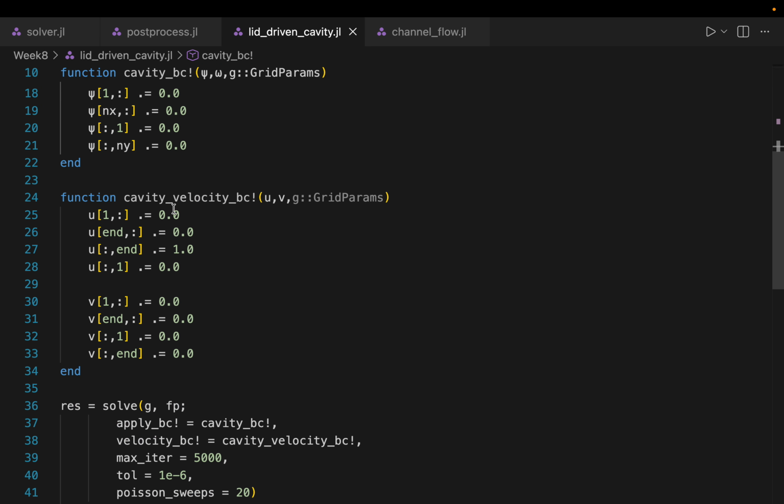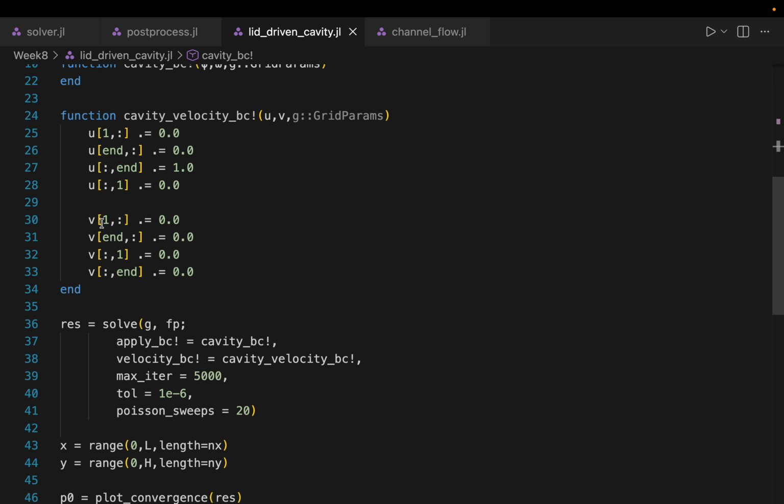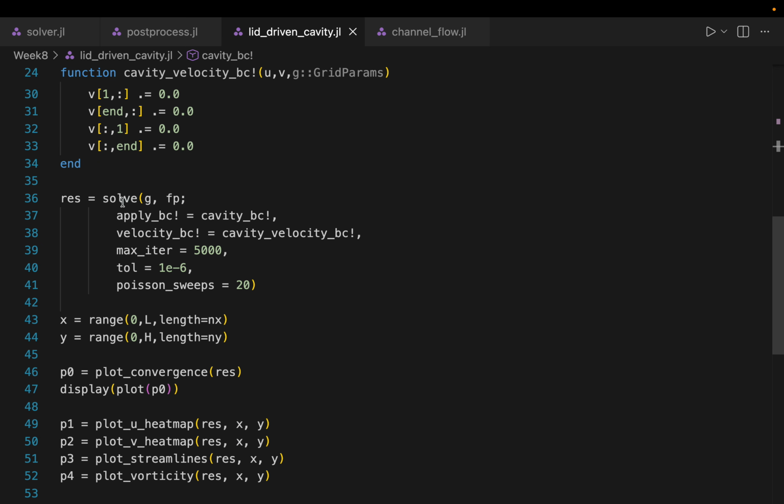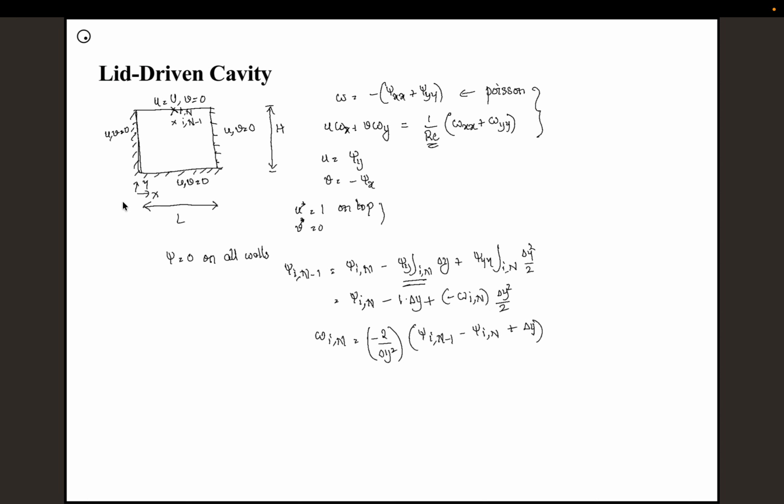Similarly, for velocity, I can keep the boundary conditions. Everywhere it is 0 except for the top wall, and for v, the vertical velocity, it is 0 everywhere on the walls. Then we call this function called solve. What are the equations that we are trying to solve? We have two equations. The process that I'm going to follow is, first you have to initialize something. You assume some values of omega and psi, and then with the assumed value of psi, I'll solve for omega, which is this equation.